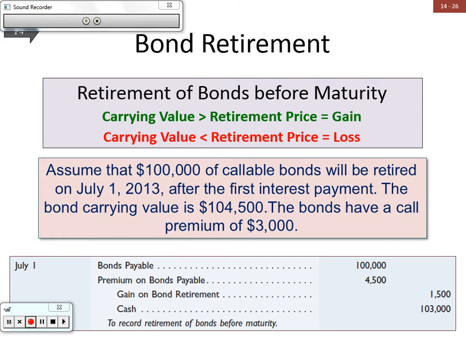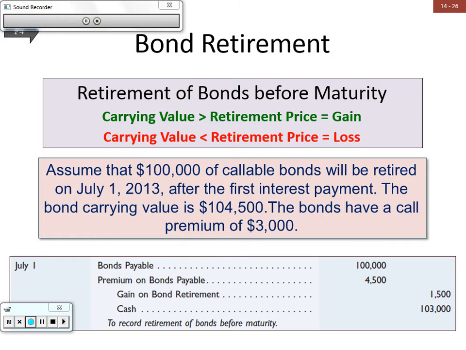So this is how they record it. They show that they are retiring that bond for the face value of 100,000. They're showing the premium on them retiring that bond was 4,500. They're showing a gain on the retirement of that bond of 1,500, and they're showing the cash that they actually received was 103,000. Now, how do we get the cash amount?